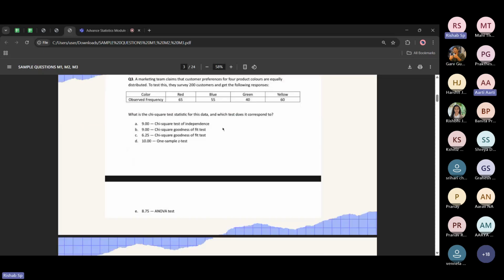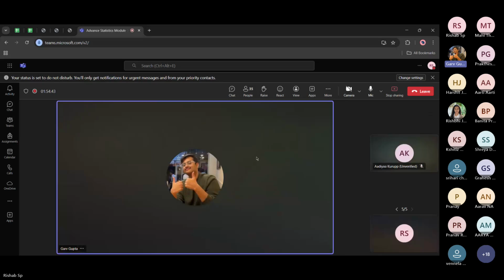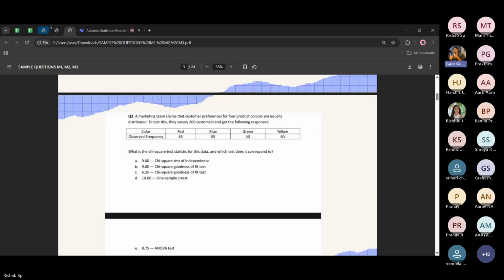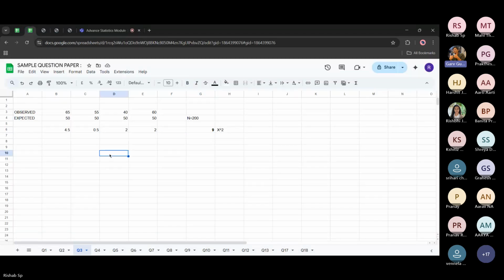Rishabh, yeah. Rishabh? I just have a doubt over here. Could you explain that part wherein you squared the differences and then divided it by which number? I couldn't grasp that.